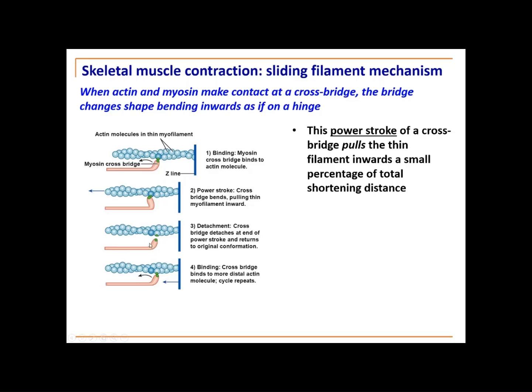You then get detachment. What you can see is that when it detaches at the end of the power stroke and returns to its original conformation, you can see how the myosin's changed its conformation back to its normal form. It then binds to the next actin molecule, and the cycle repeats, pulling it in again, pulling it in again, pulling it in again. So basically you're getting repeated cycles of crossbridge binding and bending, and they go on to complete the shortening process.